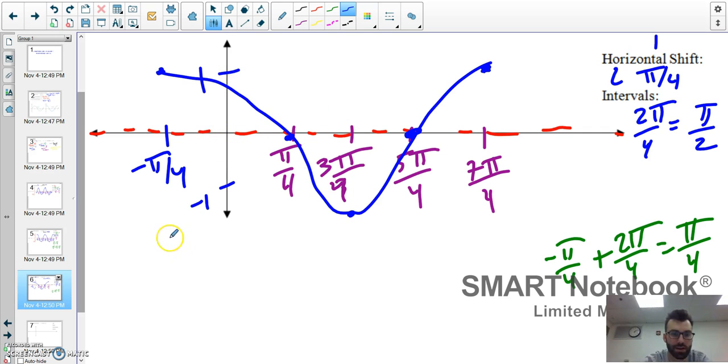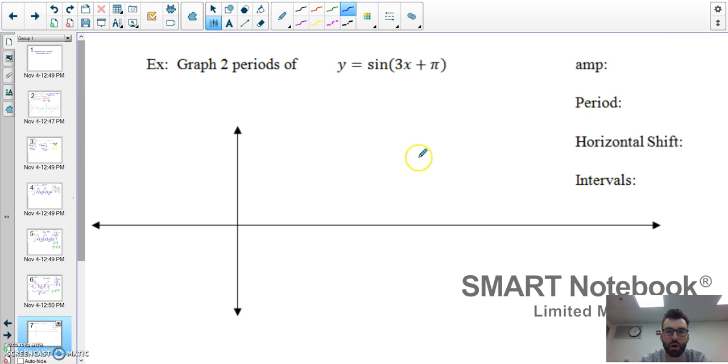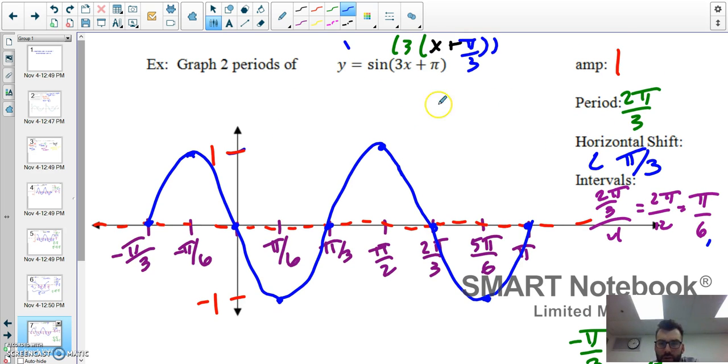All right. Notice how I traveled 8 pi over 4, which is 2 pi, which is my period. Alright, why don't you pause this one here and you're going to do this one yourself. Okay, pause it up. Alright, so here's what I came up with. My amplitude was 1, 2 pi over b. I factored out that 3.